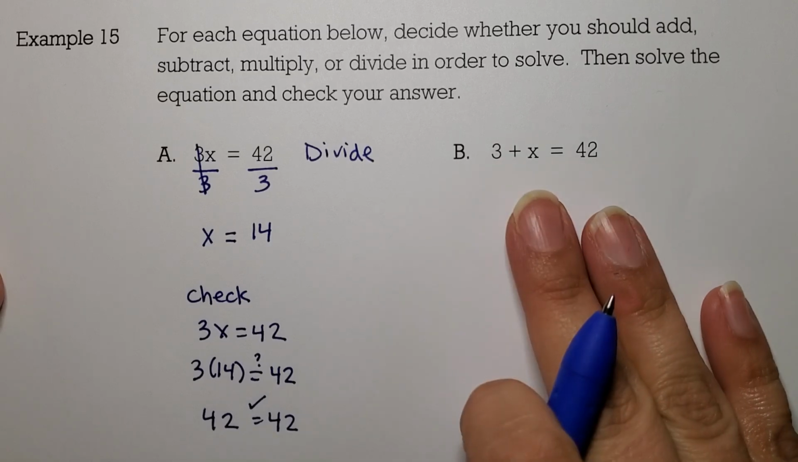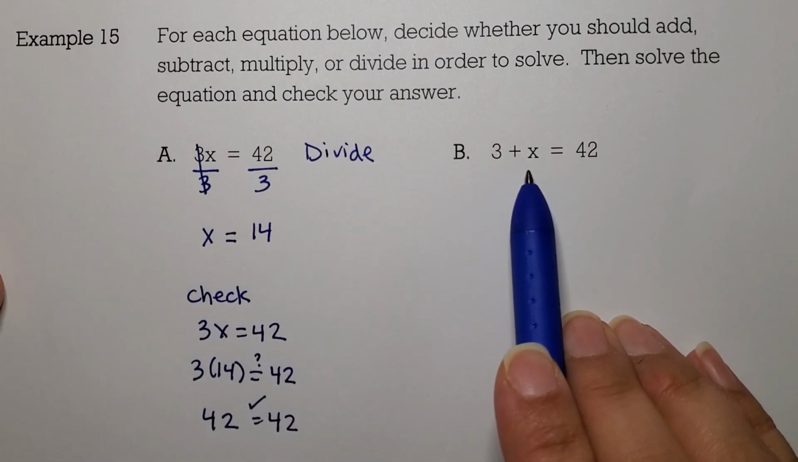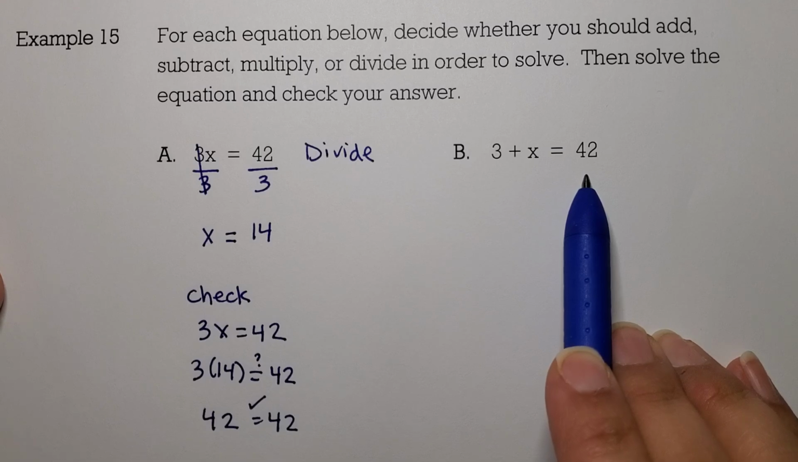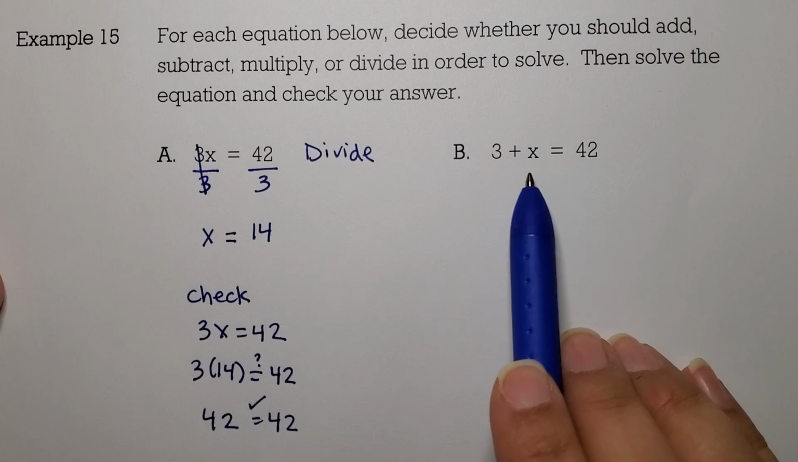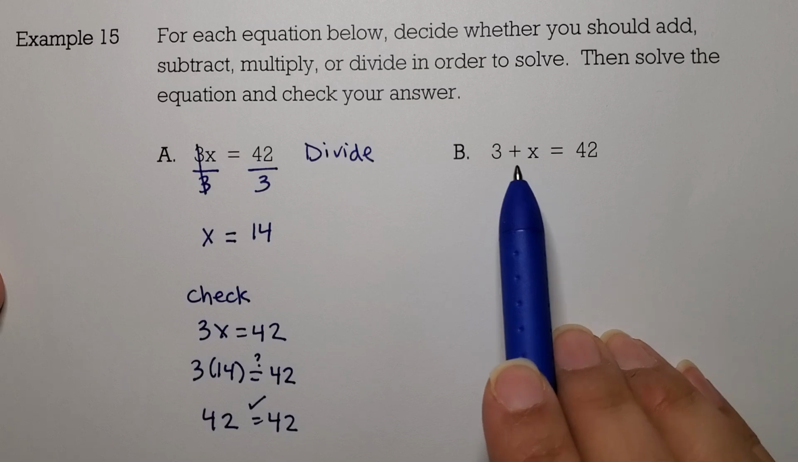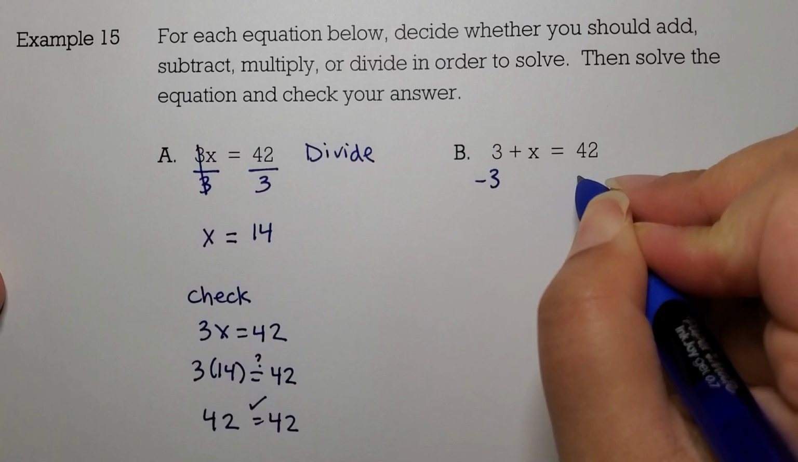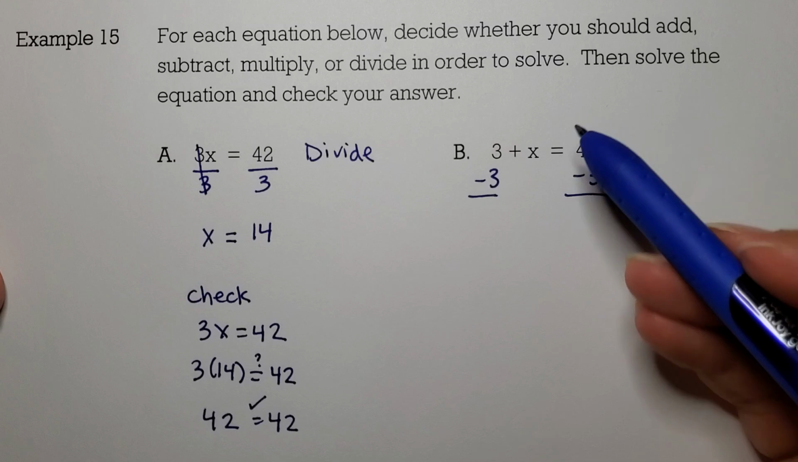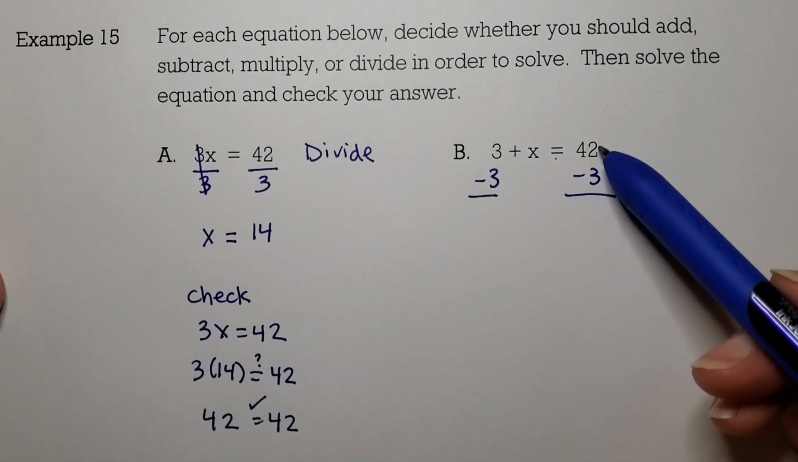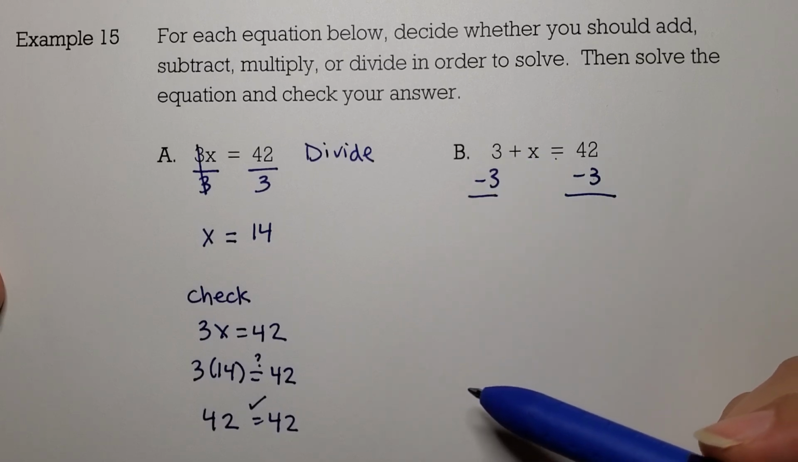Let's go ahead and try another question. So here I have 3 plus x is 42. So now, instead of the 3 and the x being multiplied, they're being added. So to get x by itself, I want to undo that addition of the 3. So I'm going to subtract 3 from both sides of the equal sign. So when we say both sides, we mean I'm subtracting it from the right-hand side of the equals and also from the left-hand side of the equals.